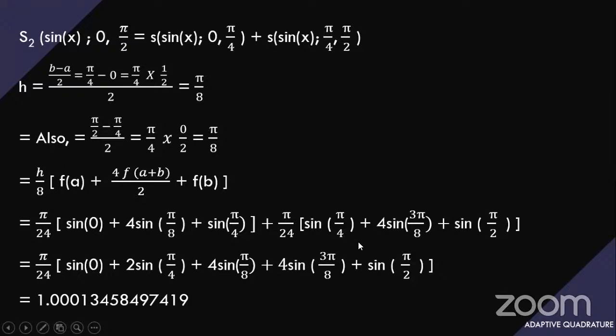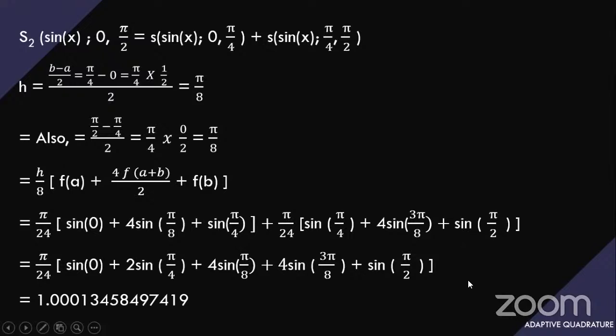Now, for the second interval, pi over 8 is the h. When we divide pi over 8 by 3, we'll get pi over 24. Then the f of a in this case is sine pi over 4, plus 4 sine of a plus b. That means when you add pi over 4 plus pi over 2 and divide by 2, we'll get 3 pi over 8, plus our f of b, which is sine pi over 2.